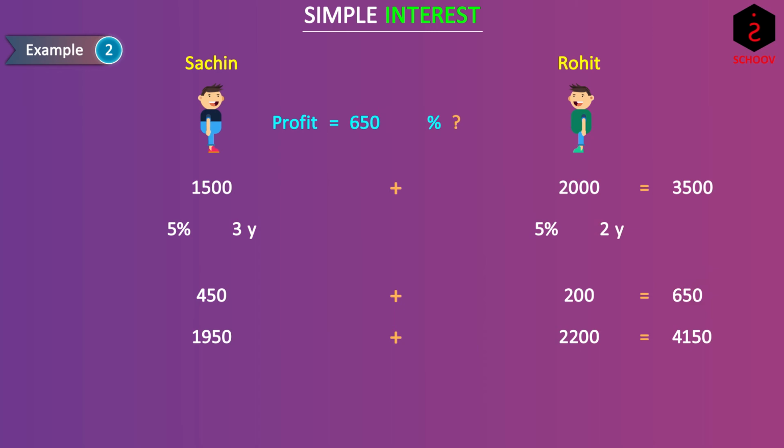But let's do it another way as well. Profit is total money that he got back minus total that he gave. So, 650, same as total interest, as it should be. So, profit percentage is profit 650 upon original, meaning what he gave, 3500, into 100, 18.57%. So, that is the profit percent.